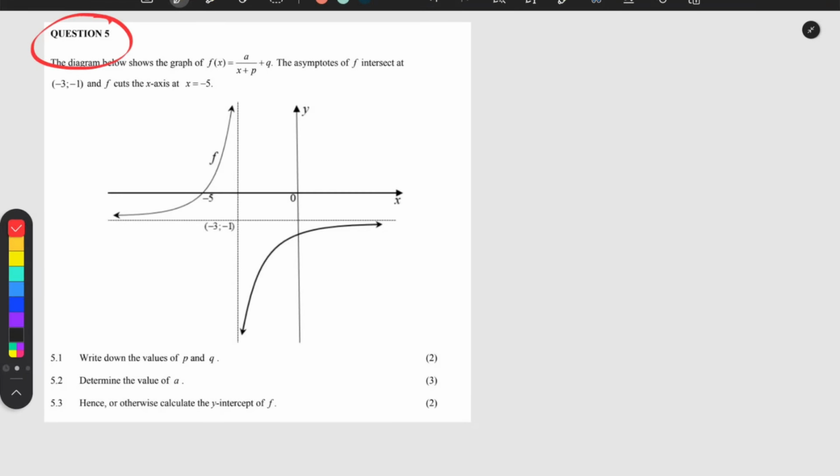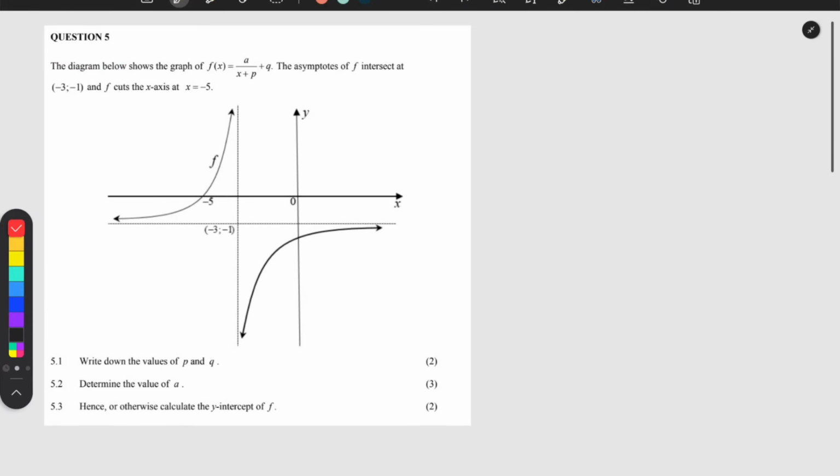Let's do question 5 of this exam paper. It says in the diagram below, f of x is a over x plus p plus q. So that's the standard form of the hyperbola. And then the asymptotes of f intersect at -3 and 1. So there's -3 and 1. And f cuts the x-axis at -5. So there, that's the x-intercept of the hyperbola.